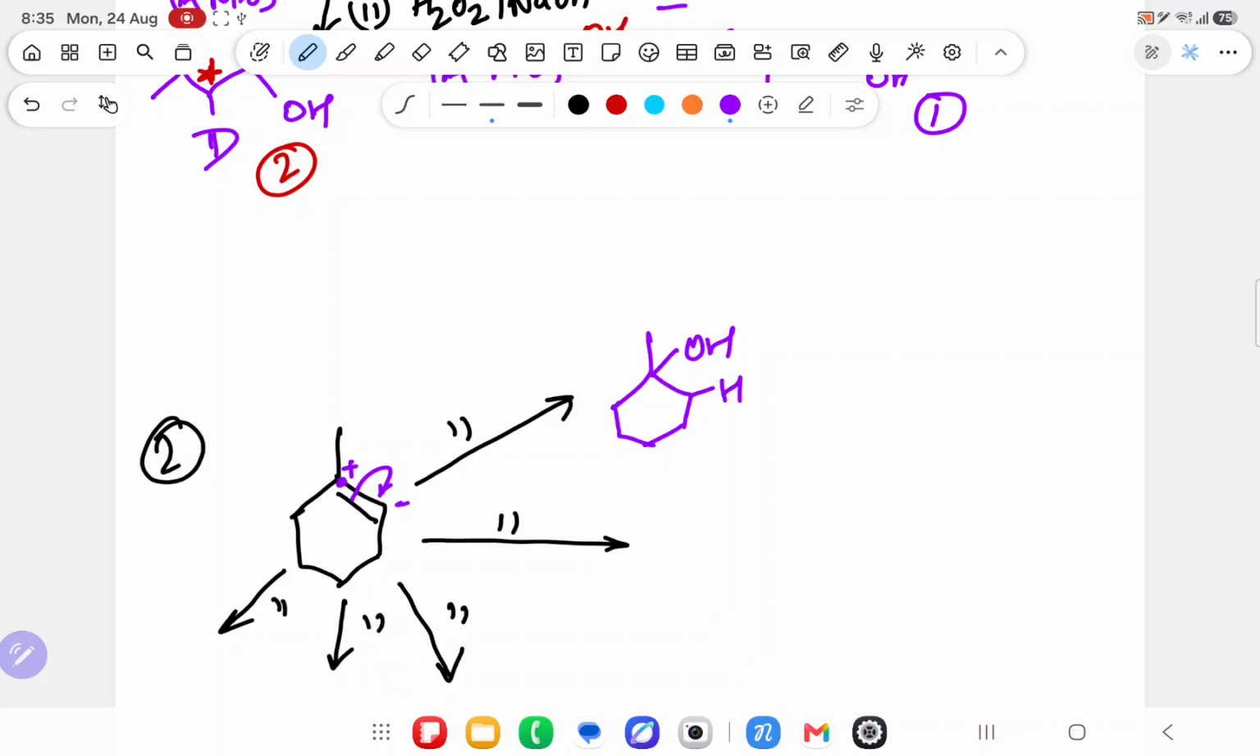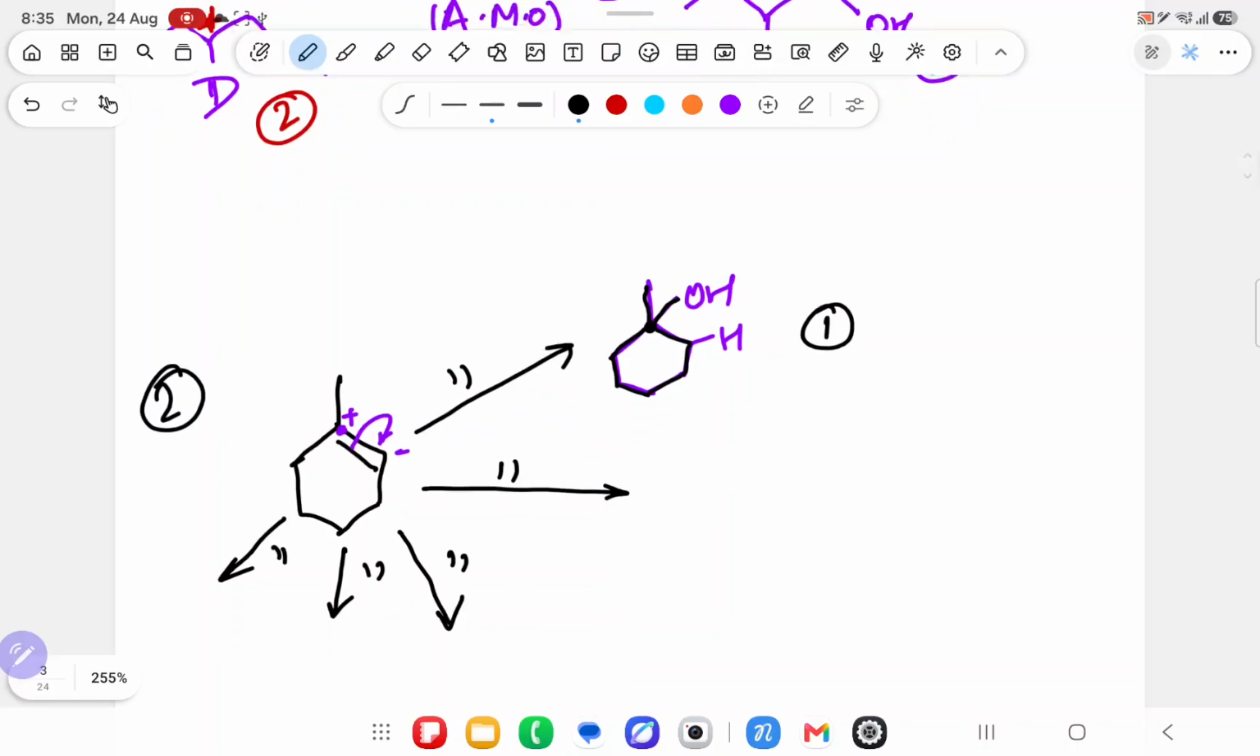Any problem? No sir. Does it have any chiral center? No sir. Because this carbon has this difference, but this side is coming the same. Nothing is different, no chiral center, so only one product will be there.